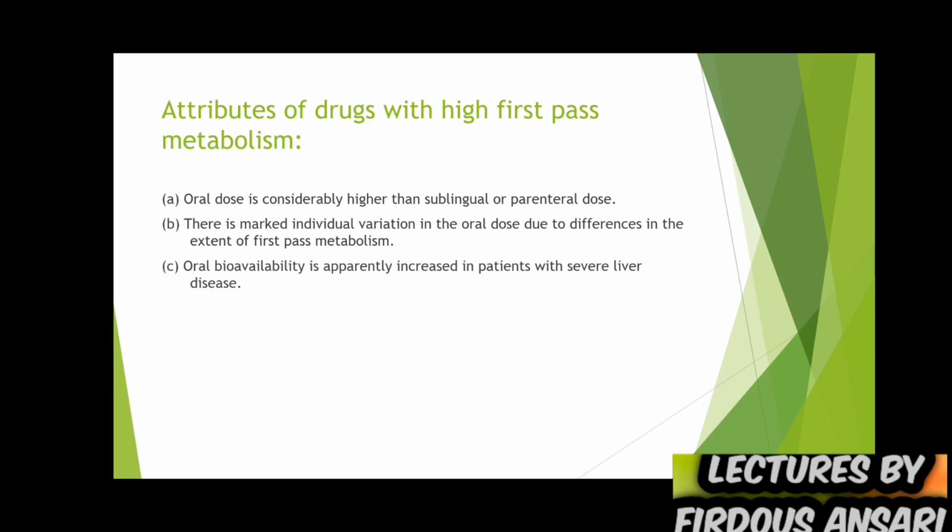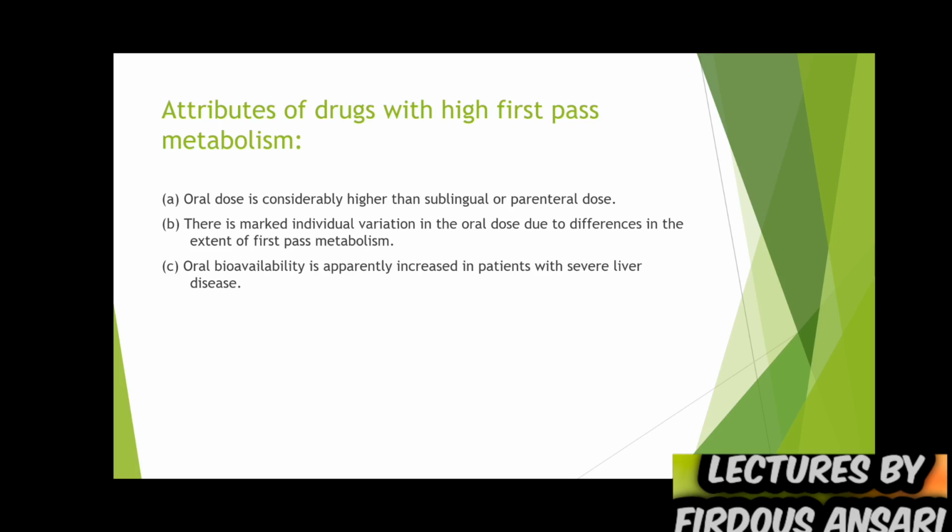Next, oral bioavailability is apparently increased in patients with severe liver disease. Now suppose there was an individual suffering from some kind of disease, and for treating that disease he was continuously taking some kind of drug, and that person was alright. That drug had a very high first pass metabolism. So instead of 100 molecules, the doctor was prescribing 150 molecules, so that 50 molecules were getting metabolized in the liver and 100 molecules would be available for action. Till now that person was completely alright.